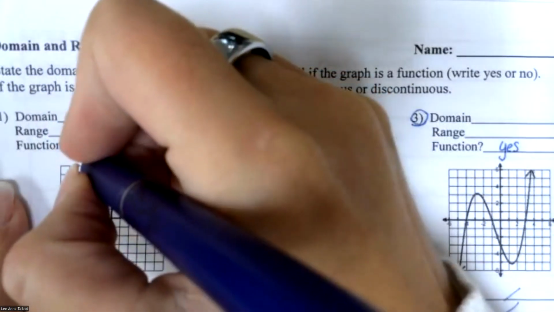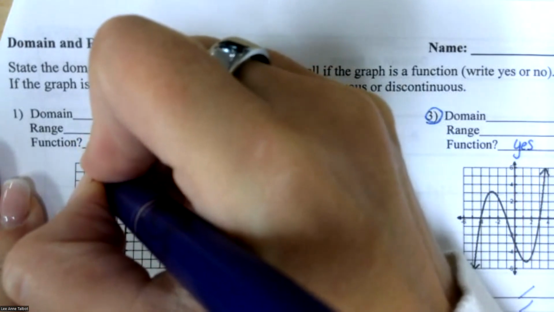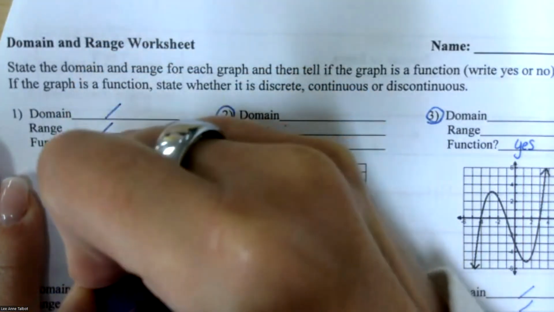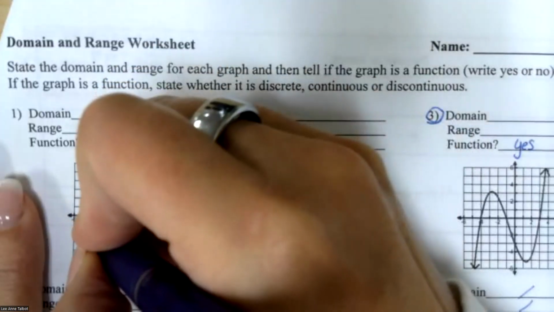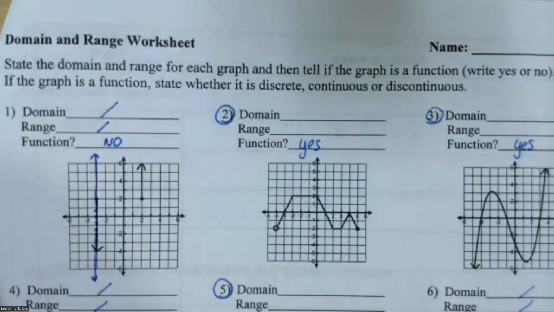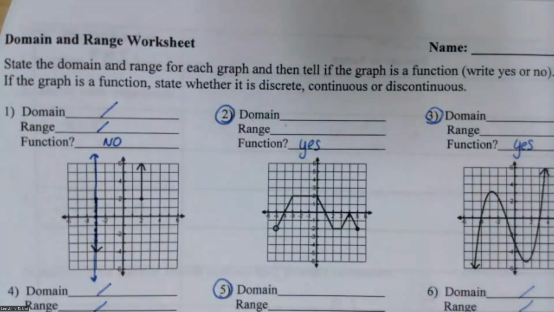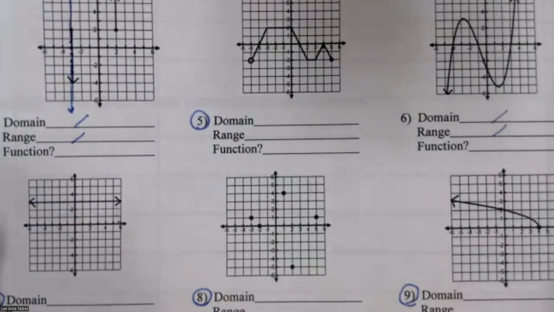No. Okay, so excellent question. I'm glad that you said something. If I drew a vertical line right here, how many times would I cross this? Infinite, right? Look at all of them. You can't cross it more than once. Are the other two okay? Okay. All right. Now moving on. I knew that one was going to be spicy.